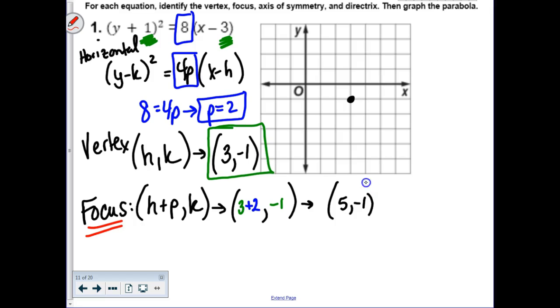So your focus is at (1, 2, 3, 4, 5, -1). I don't plot those with points. I plot them with little stars or asterisks because they're not actually part of your parabola. Your parabola is going to hug the focus.